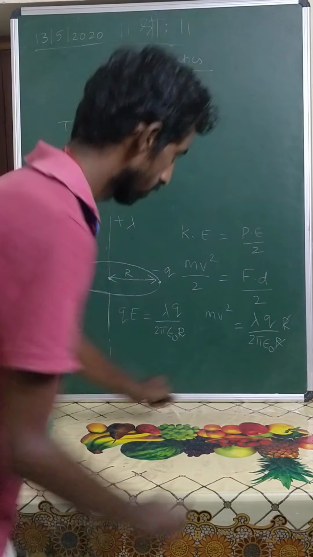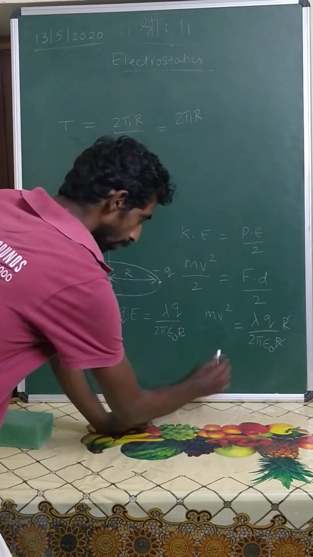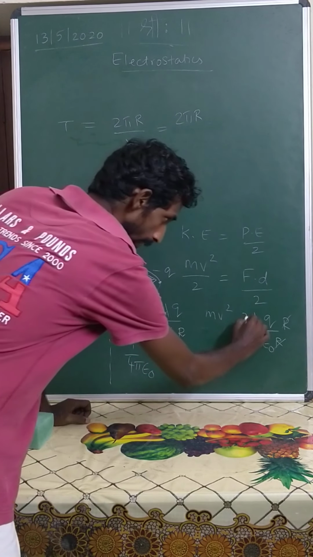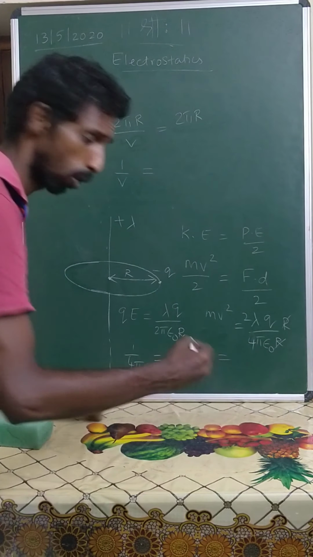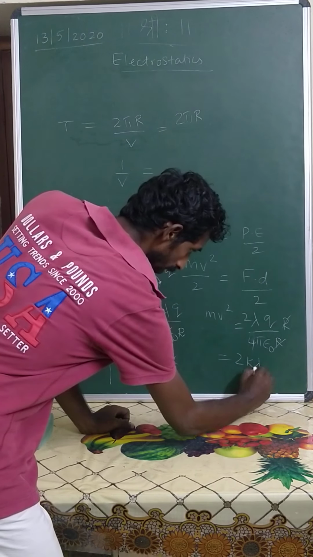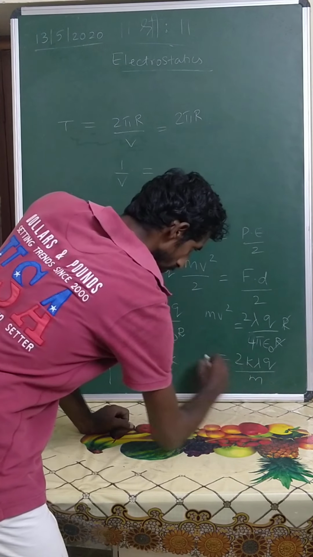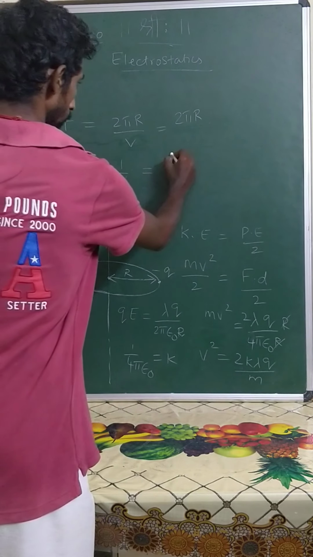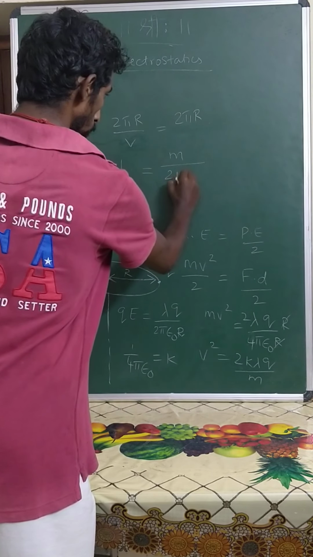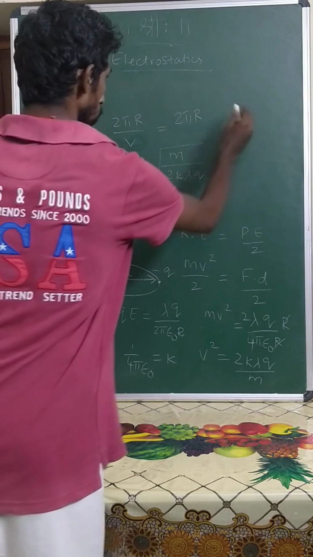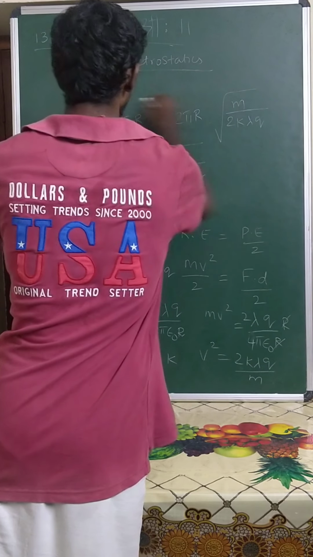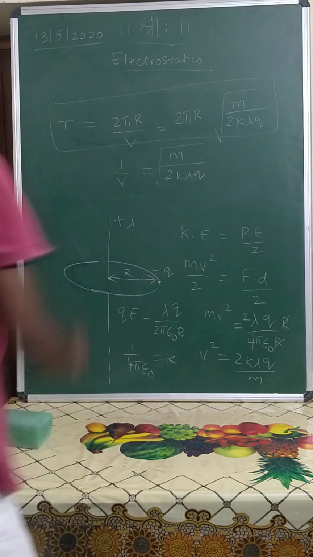I can consider this 2 pi epsilon naught. Actually we know that 1 by 4 pi epsilon naught is k. So we can multiply and divide it by 2, and write it as 2k lambda q by m. This is v square. So v square is 2k lambda q divided by m. So I can write 1 by v as root of m by 2k lambda q. So this is the time taken, the time period of the rotating negative charge.